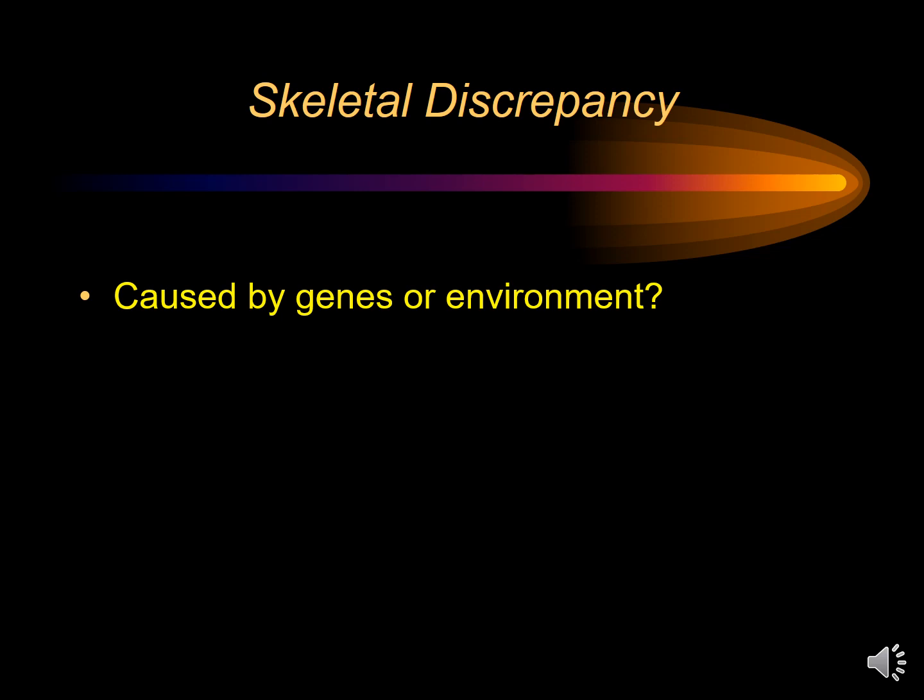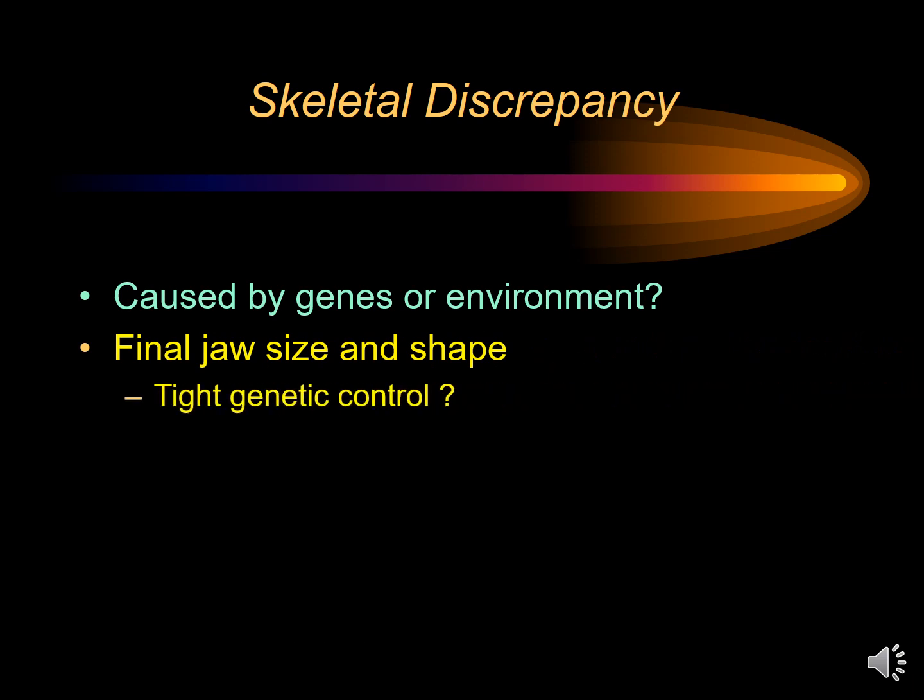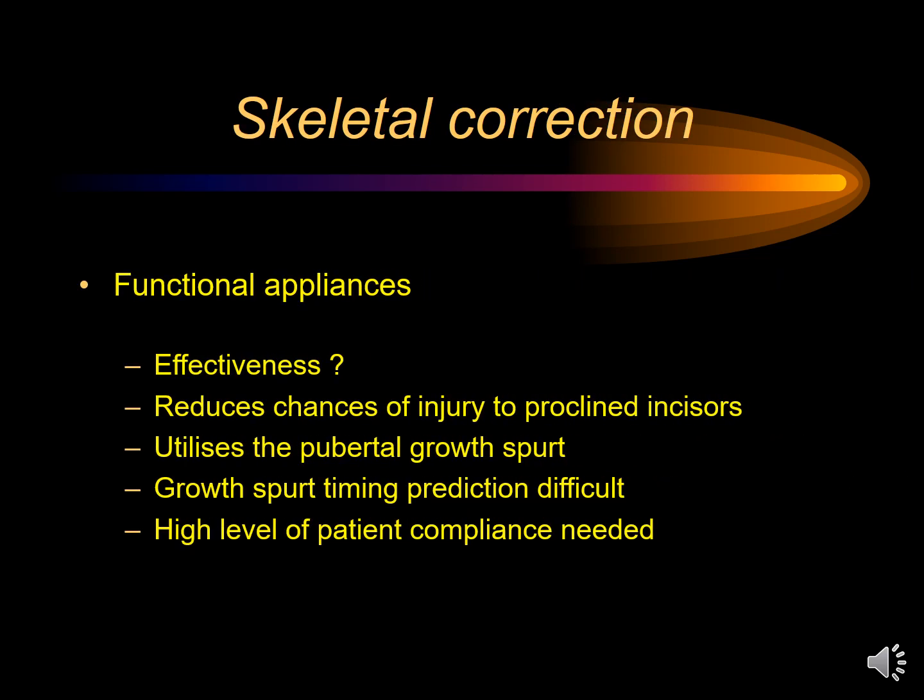Skeletal discrepancies. Are skeletal discrepancies caused by the genes or environment? The final jaw size and shape is believed to be in tight genetic control, but the question arises whether growth can be modified. Functional appliances, as I said, since growth is under tight genetic control, whether these appliances are effective is a debatable issue.